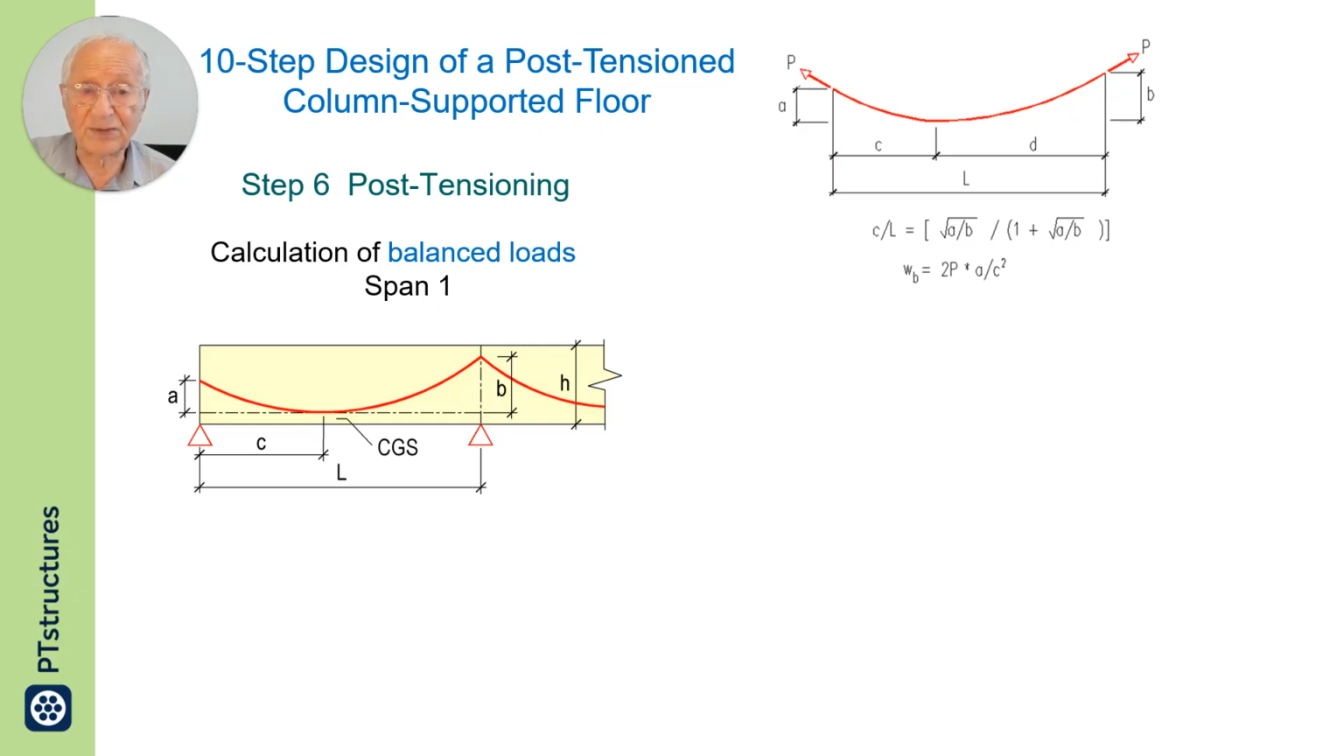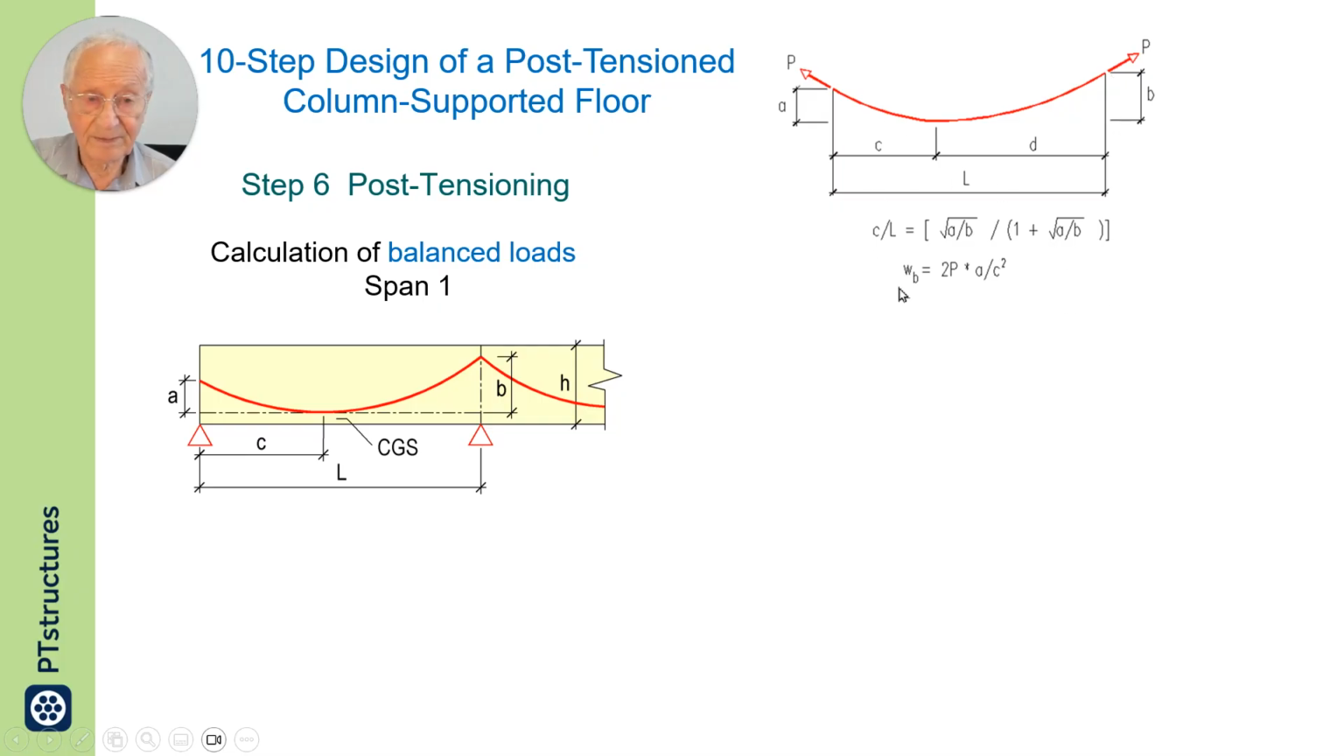That is, so to say, the balanced load. We calculate the post-tensioning balanced load. I have started with span number 1. In span number 1, the tendon will be anchored at the centroid here. It will be high point over the, so to say, support. The geometry of the tendon is as shown here.